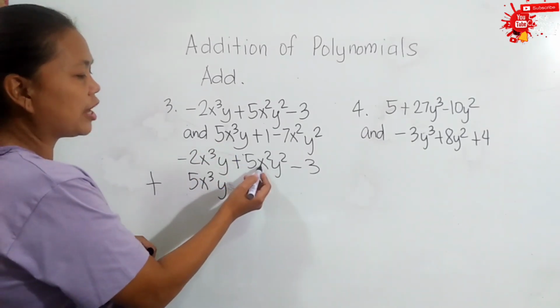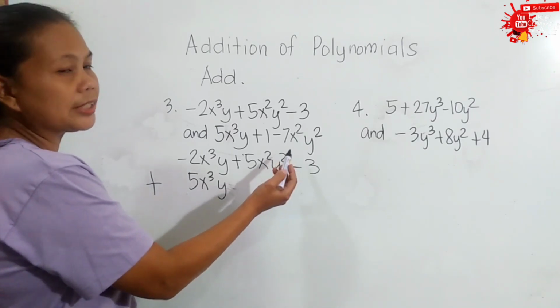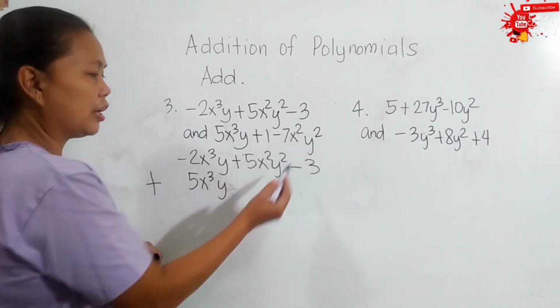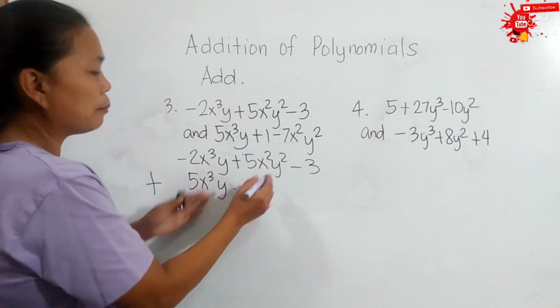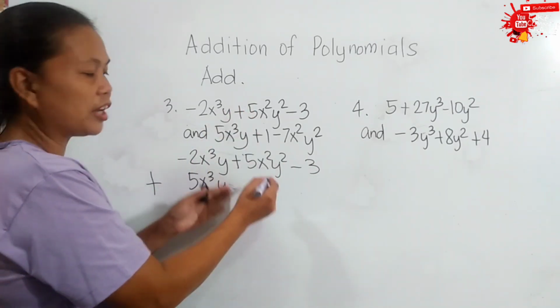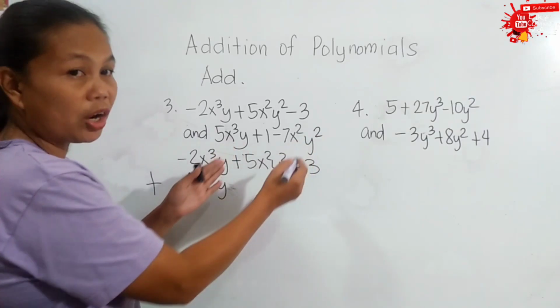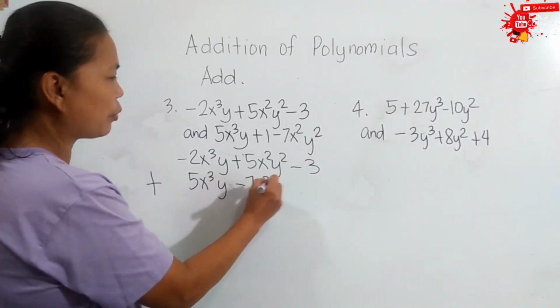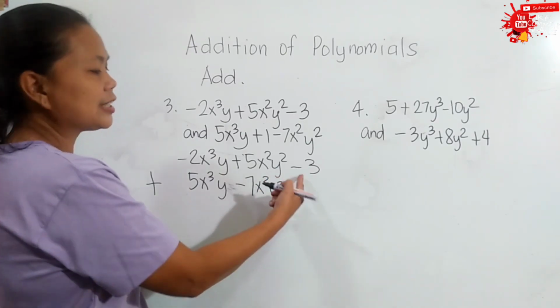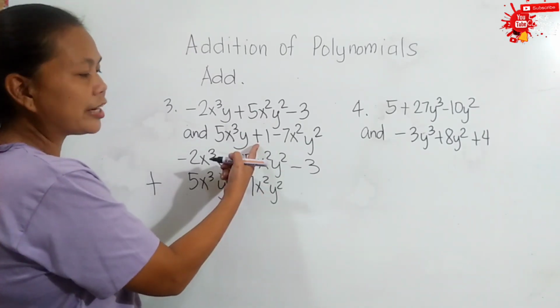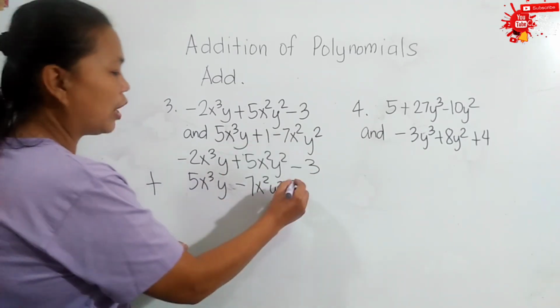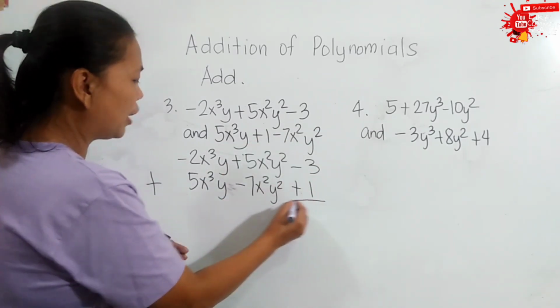Then we have here 5x squared y squared. The similar term with this is negative 7x squared y squared. So we write it vertically below 5x squared y squared because they are similar terms. So we have negative 7x squared y squared. And this is a constant term, so we will rewrite it below negative 3 vertically. So positive 1.